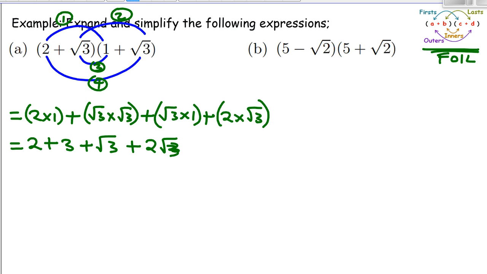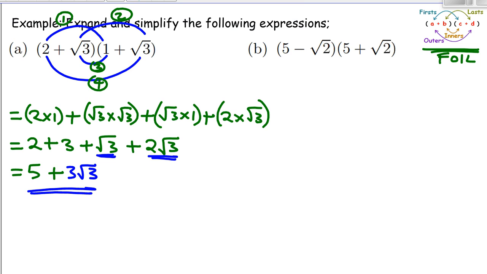2 plus 3 is 5. So what I'll end up with here is 5 plus root 3 plus 2 lots of root 3. Now, if I put them together, I'll have 3 lots of root 3, because I have 1 root 3 plus 2 lots of root 3, so that will be 5 plus 3 root 3. And that will be your answer.